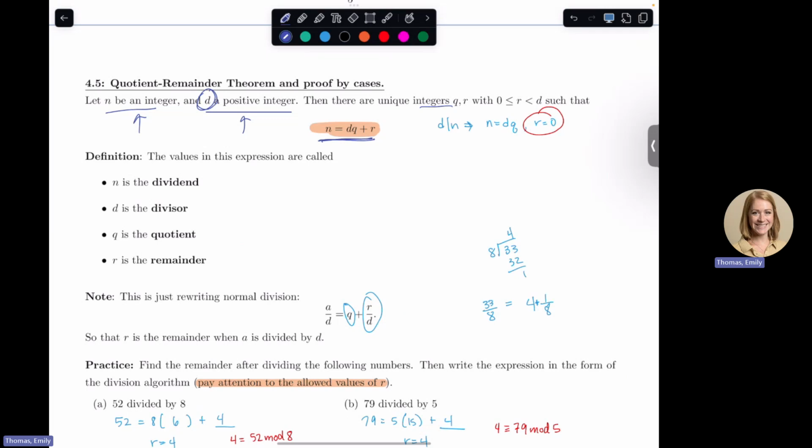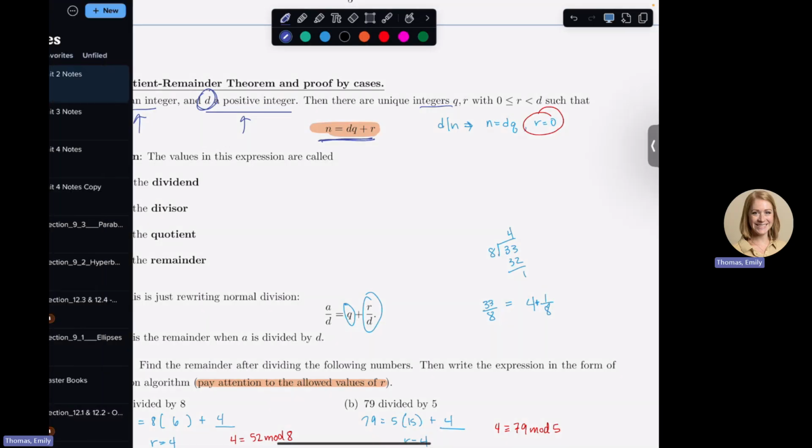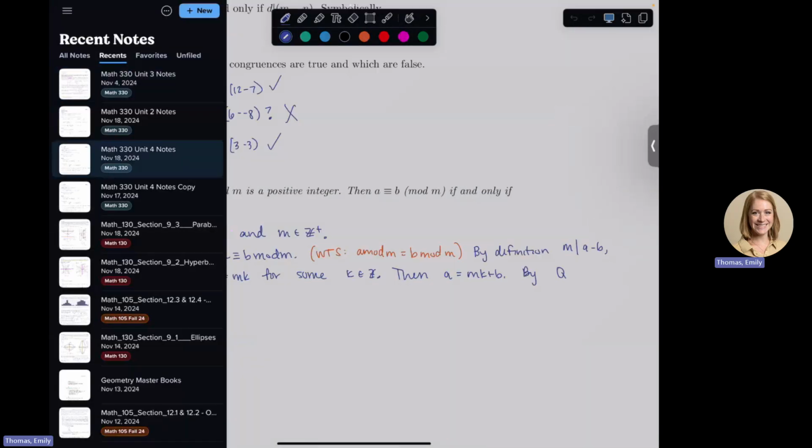Okay, quotient remainder theorem. N is an integer, D is a positive integer. Then there are unique integers Q and R, where R is trapped between 0 and D, such that N equals DQ plus R. If it's divisible by D, then the remainder is 0. Yes. Okay.